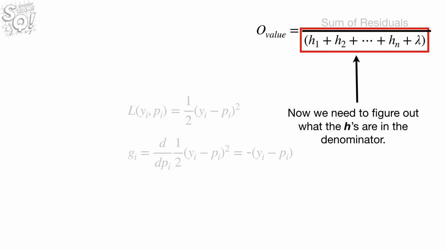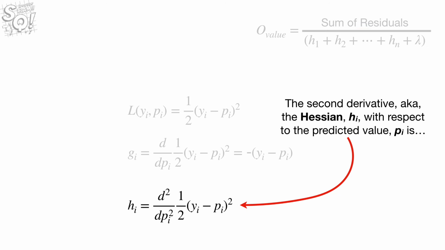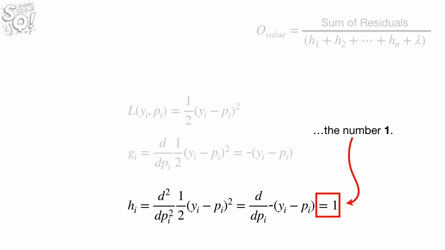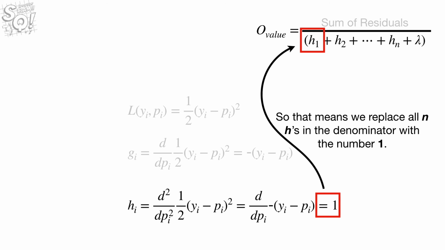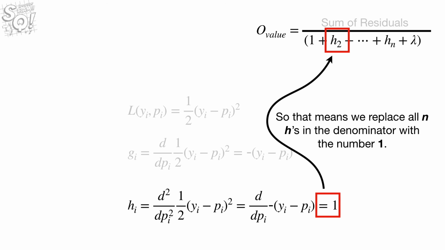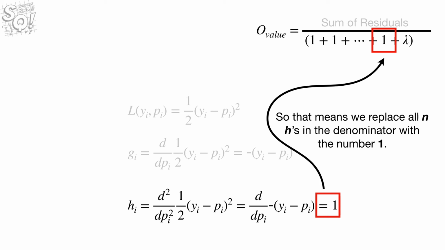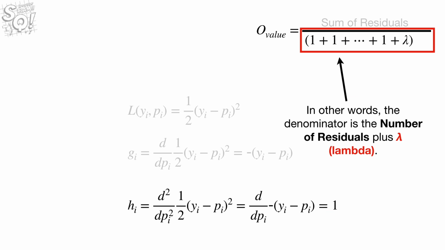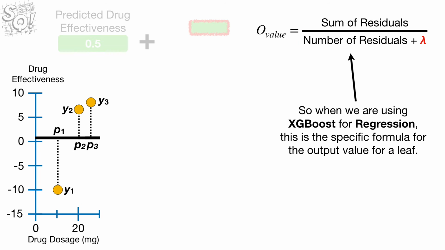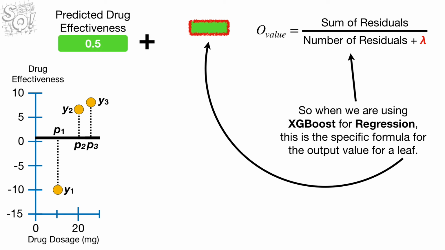Now we need to figure out what the h's are in the denominator. The second derivative, aka the Hessian h sub i, with respect to the predicted value p sub i is the number 1. So that means we replace all the h's in the denominator with the number 1. In other words, the denominator is the number of residuals plus lambda. So, when we are using XGBoost for regression, this is the specific formula for the output value for a leaf.